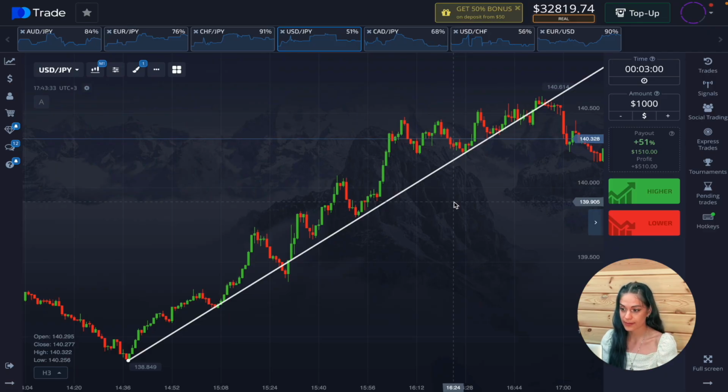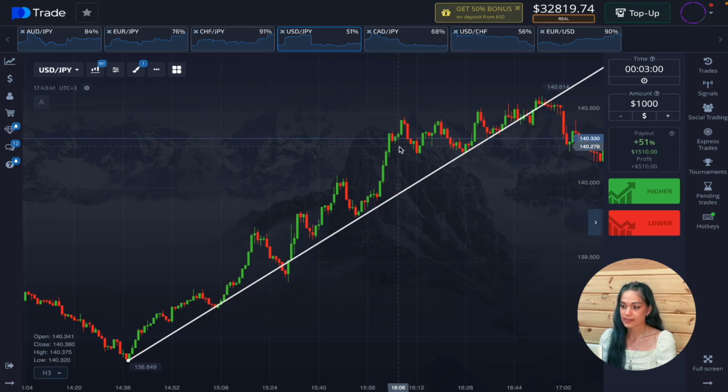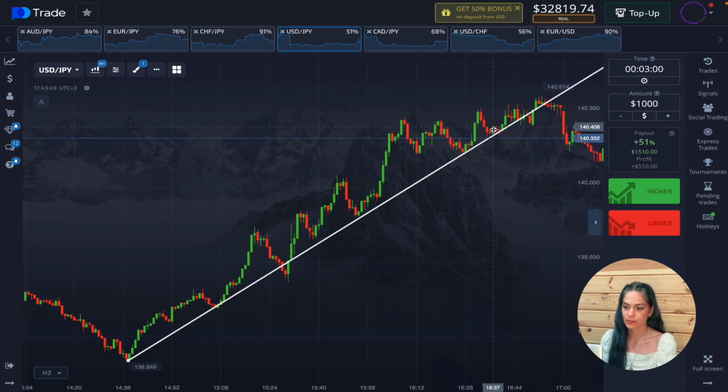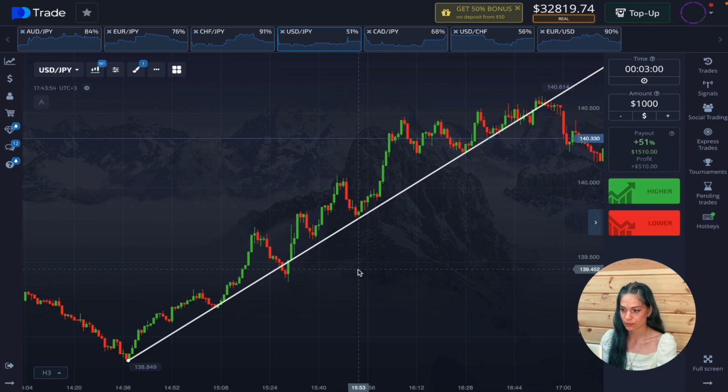When the price comes to the trend line, there are two patterns of further movement. For the most part, you can see the continuation pattern. It's when the price reaches the trend line and bounces up, forming new higher high and higher low. Here you can see the same thing. It comes to the trend line and bounces up. Here we can see the same story.